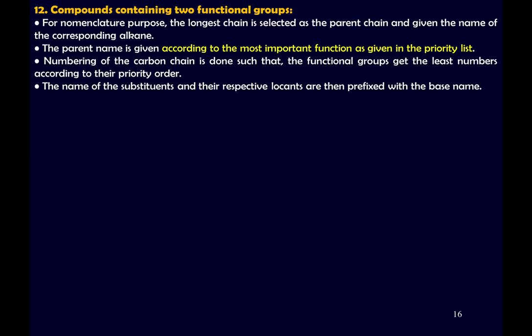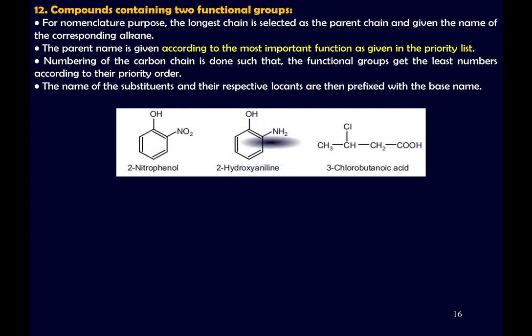Compounds may contain two functional groups. The most important functional group is given the principal status, and it comes in the base name. So here, phenol, OH is given preference, so 2-nitrophenol; amine is given preference, so hydroxyaniline; acid is given preference, so chlorobutanoic acid.